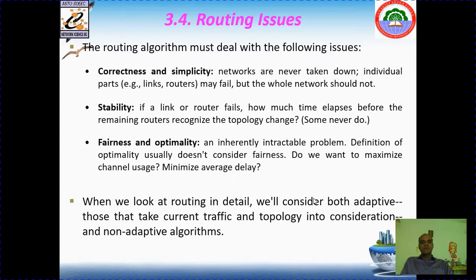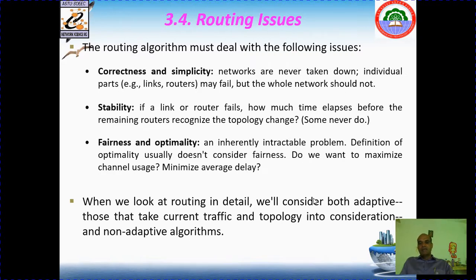Next, routing issues. The algorithm must deal with the following issues: correctness and simplicity, stability, fairness and optimality. In general, when we consider one network, one device may fail, or some part of the network may fail, but a complete network will never fail at once. When a particular part or node fails to transmit for various reasons, it has to search for an alternate route to reach the destination.